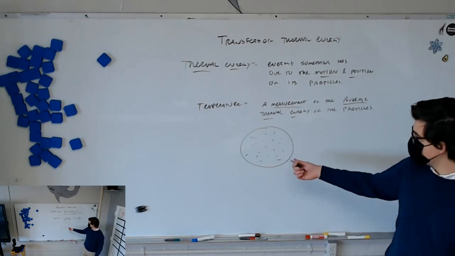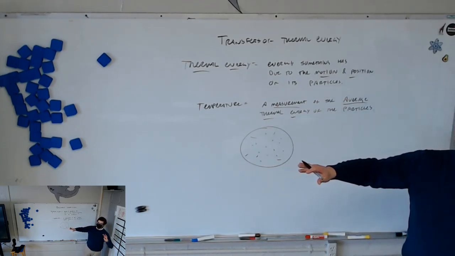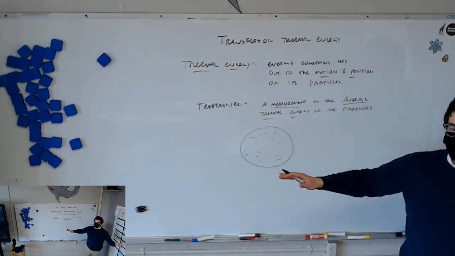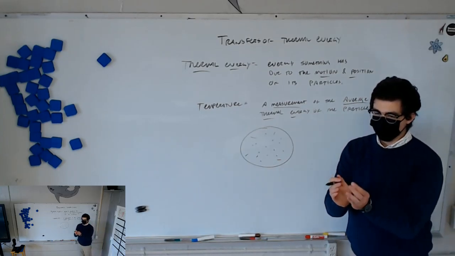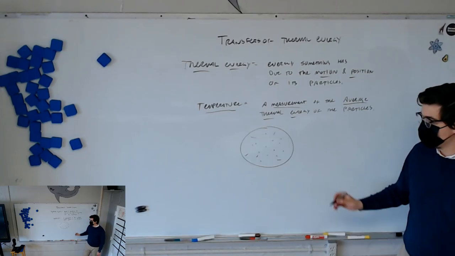Right? And there's lots of ways that we could get to the same average. We could have a lot of them moving very fast and a lot of them moving very slow, or we could have all of them moving at a very similar speed, right? The average is just what we call the temperature, okay? Do you have questions about that?